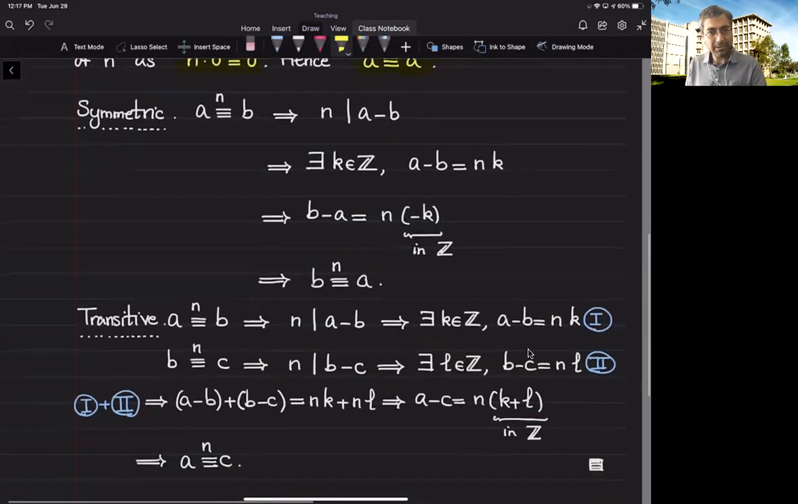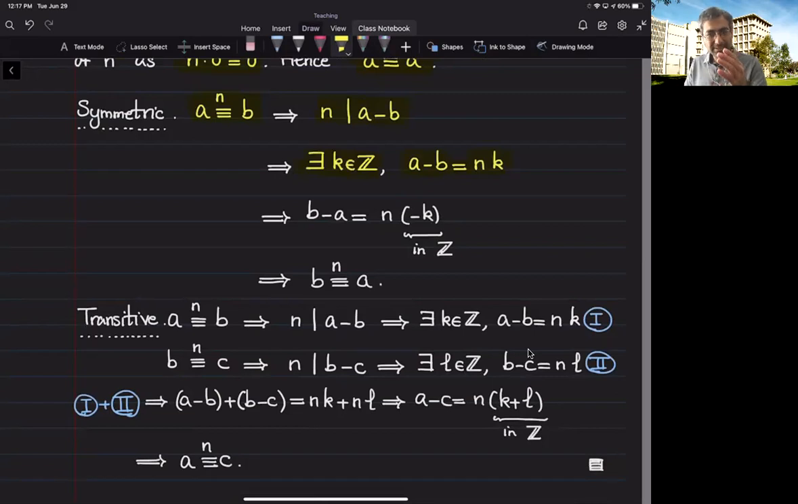Now, why is it symmetric? What does that mean? This means we have to show that if a is congruent to b modulo n, then b is congruent to a modulo n. So let's start with the hypothesis. a is congruent to b modulo n. What does that mean? It means the difference of a and b is a multiple of n, which means a minus b is n times k for some integer k.